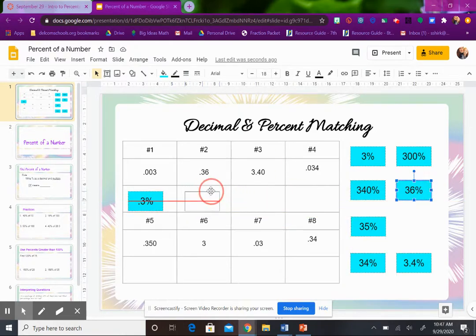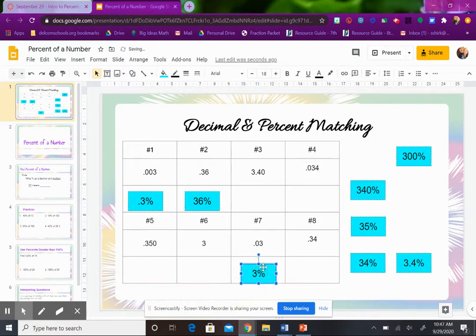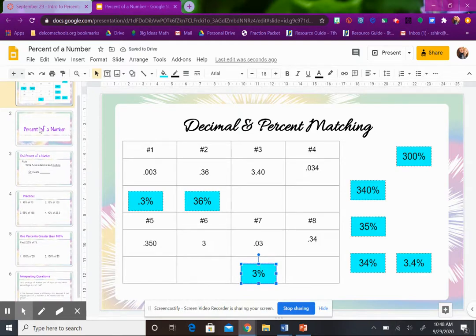And you could have done this from percents to decimal, noting that the decimal point is at the end and you would move it 2 places to the left. If I were to start with this one, 3%, the decimal point is after the 3. 2 places to the left is going to be 0.03. So that one would go there. Finish this. This is part of your notes. And then you're going to move on.